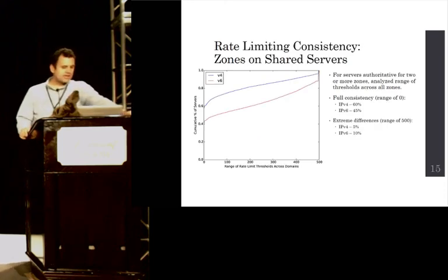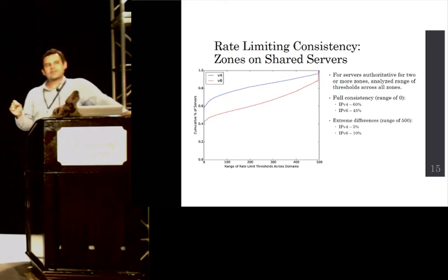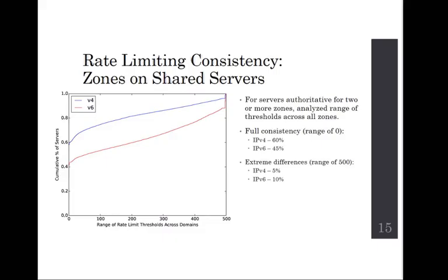Now, this was interesting. When we started looking at consistency across servers, so for a given DNS authoritative server that was authoritative for more than one DNS zone, we saw consistency in about 60% of IPv4 servers and about 45% of IPv6 servers. But then on the far right-hand side, you actually see an inconsistency that's somewhat drastic for about 5% of IPv4 servers and about 10% of IPv6 servers.